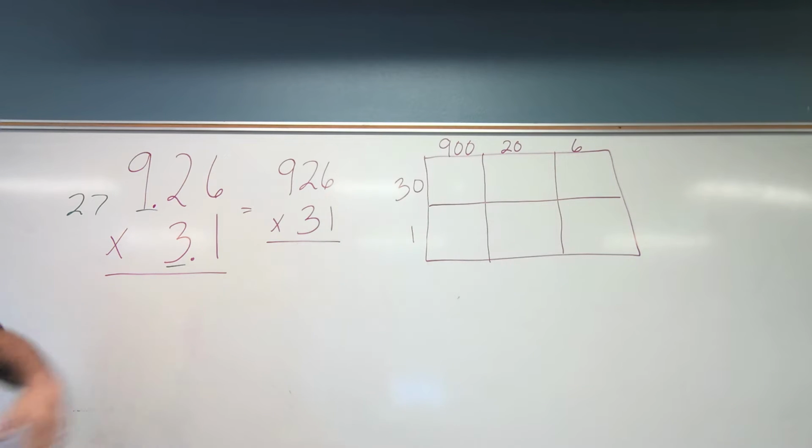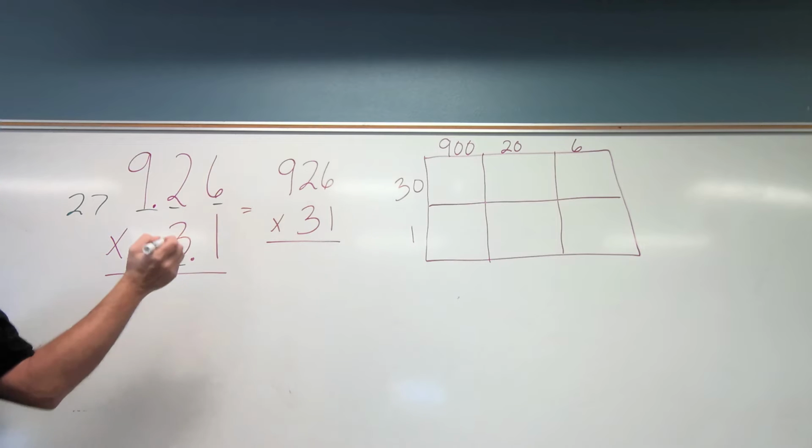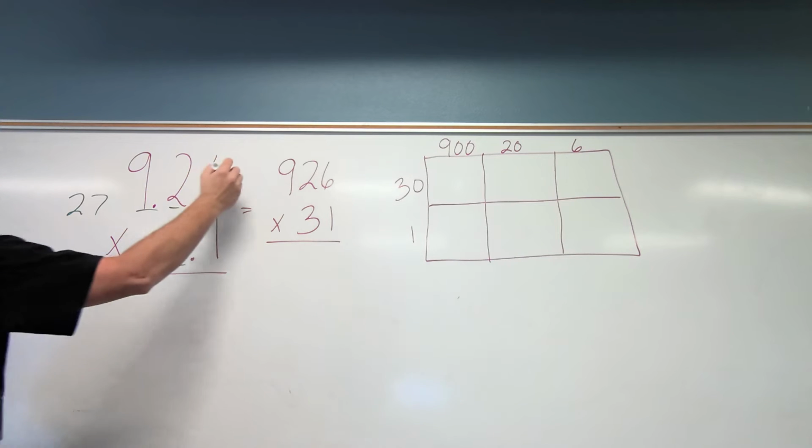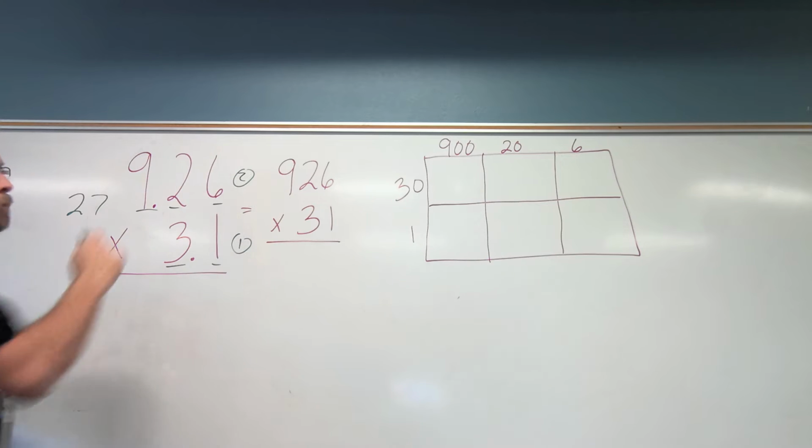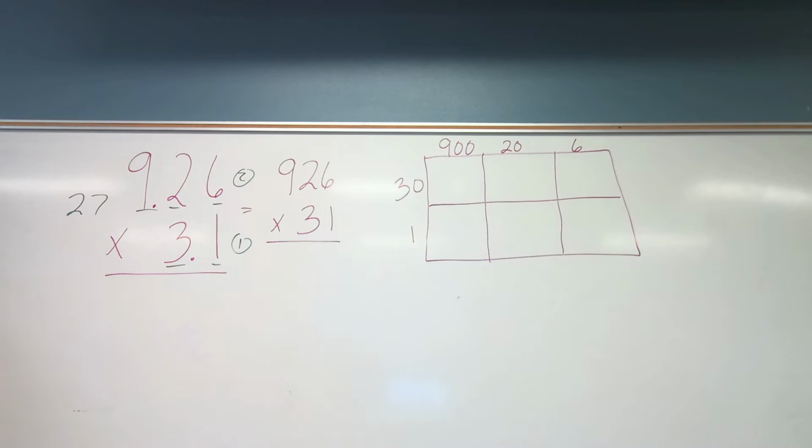But let's see, Liam, how many numbers are going to be behind my decimal point in this problem? 3. How do you know? Because Brantley told me. How many numbers are behind the decimal point in this part? 2. And how many here? 1. 2 and 1 is 3. That means there needs to be 3 behind it in my product.